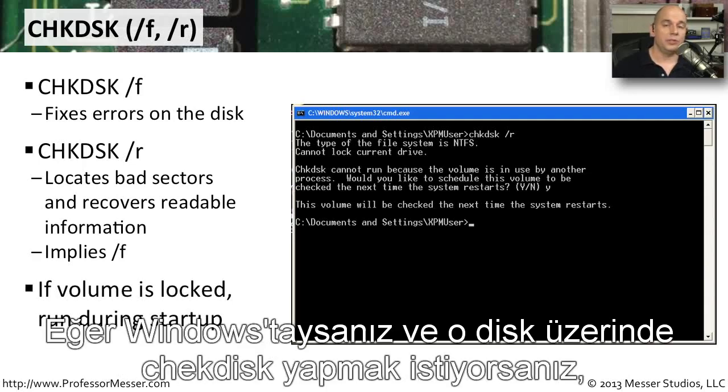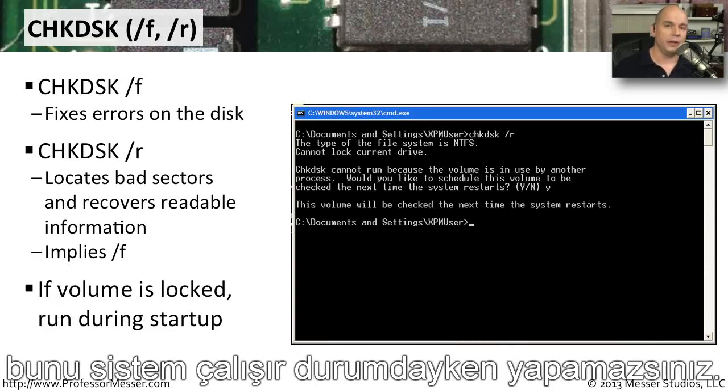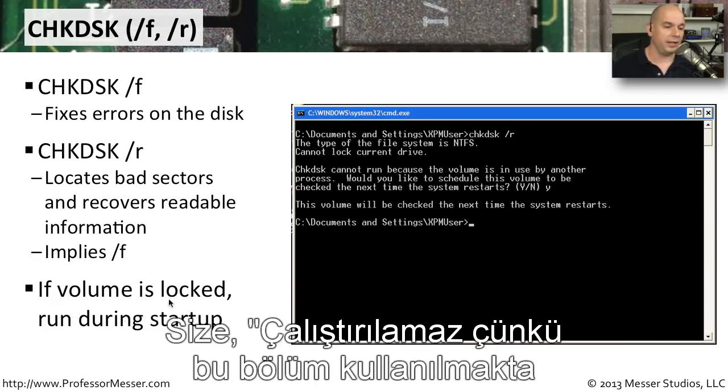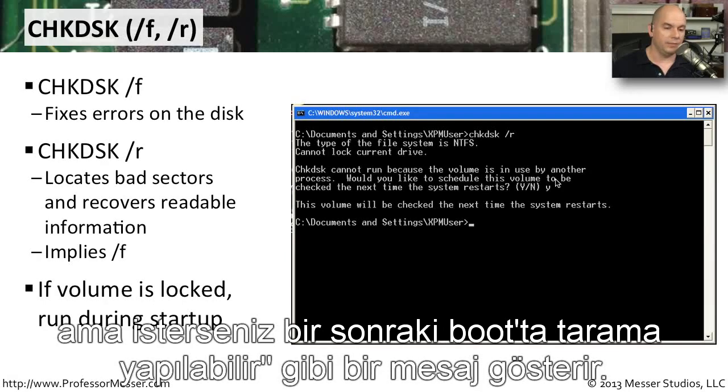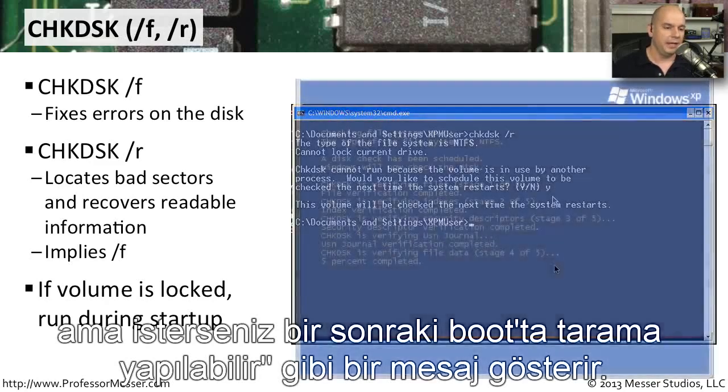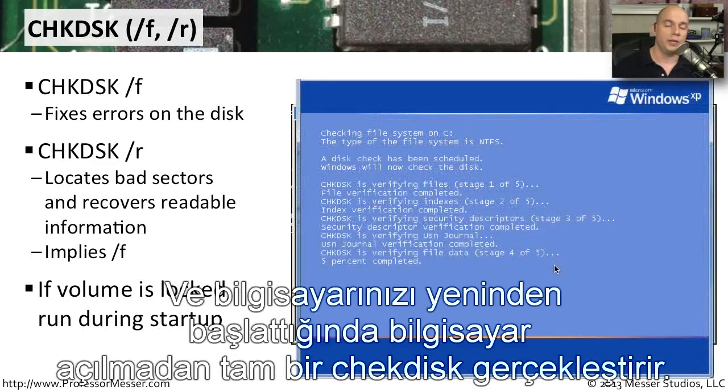If you're already in Windows and you're using that volume, you may find that you're not able to perform a check disk while your system is running. So it may give you a message like this that says it can't run because the volume is in use. Would you like to schedule this volume to be run the next time you reboot? And you can say yes. And then once you restart your computer, before it starts the operating system, it will run through an entire disk check.